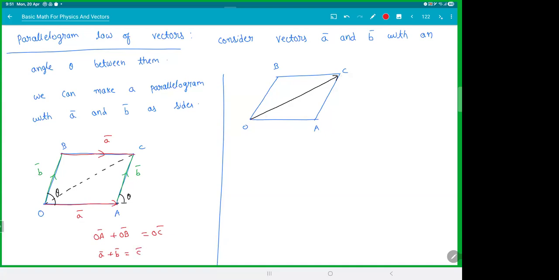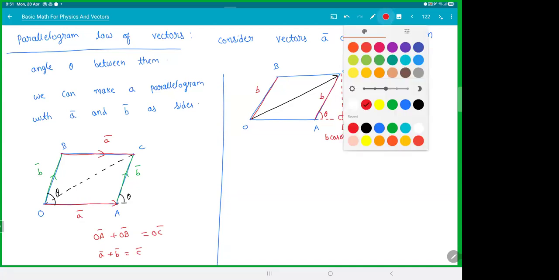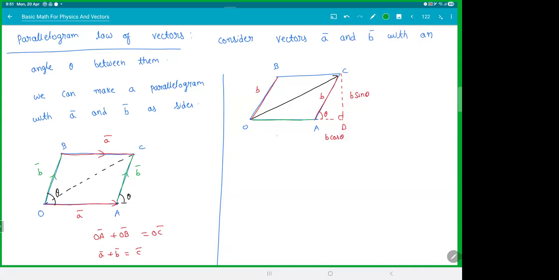So this angle is also theta. From here, drop a perpendicular. Let this point be D, and we know this side is B because this is also B. This would be the opposite side, which is b sin theta, and this would be the adjacent side, which is b cos theta. And this length here is a.